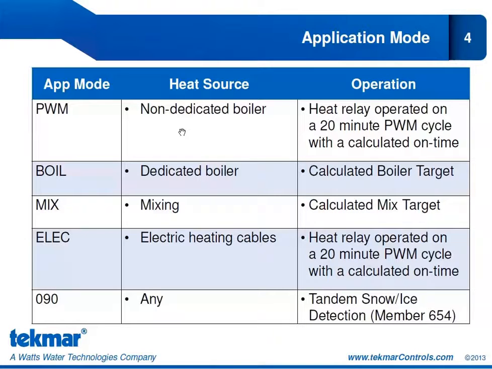So perhaps it's a multi-zone snowmelt system. Perhaps there's snowmelt and other heating going on in your system, and you just have the non-dedicated boiler serving all aspects. Then you could select PWM. The control will operate the heat relay on a 20-minute cycle with a calculated on time.